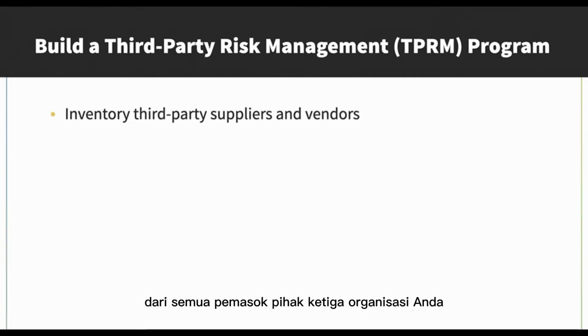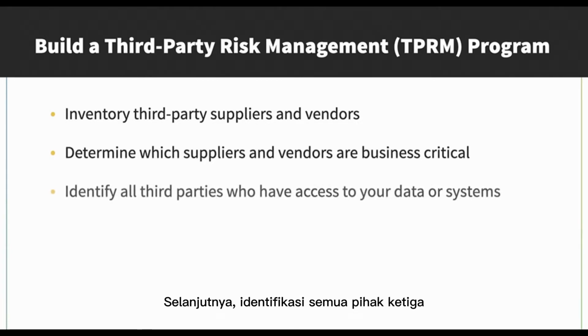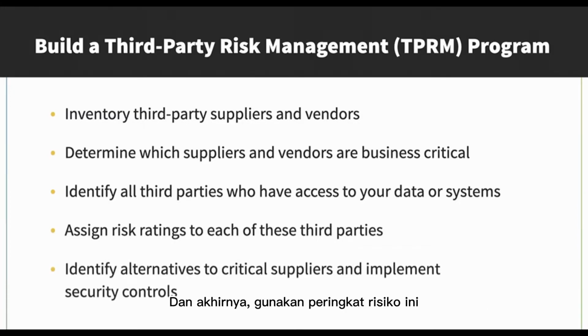First, you'll create an inventory of all your organization's third-party suppliers and vendors. You'll need to work with subject matter experts from across your organization to get this done. Second, determine which of these suppliers and vendors are critical to your business. Next, identify all third parties who have access to your data or systems. Then, based on their business criticality and access, assign risk ratings to each of these third parties. And finally, use these risk ratings to prioritize identifying alternatives to your critical suppliers and implementing third-party security controls.